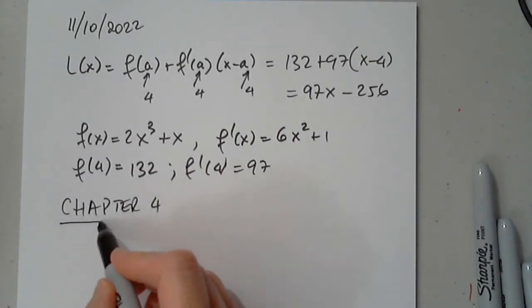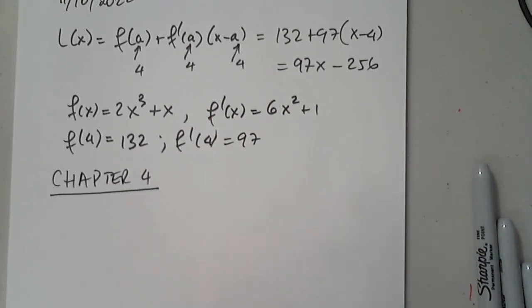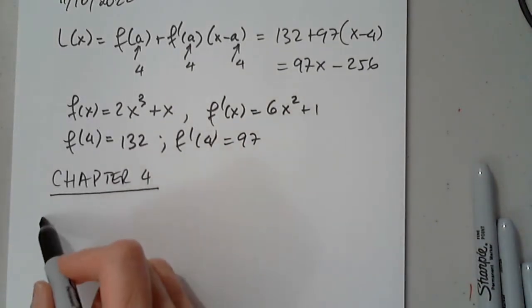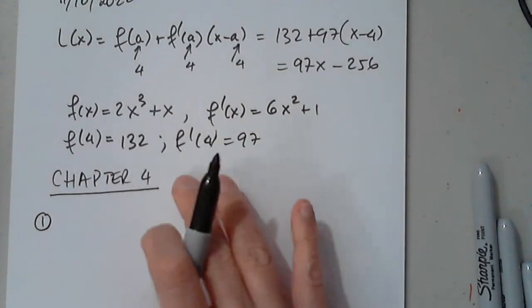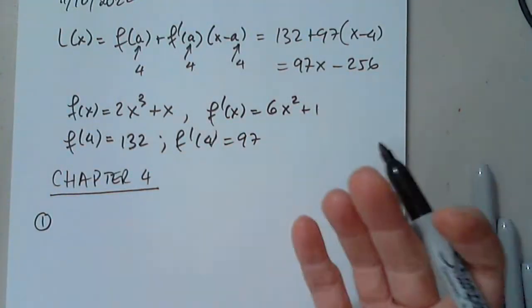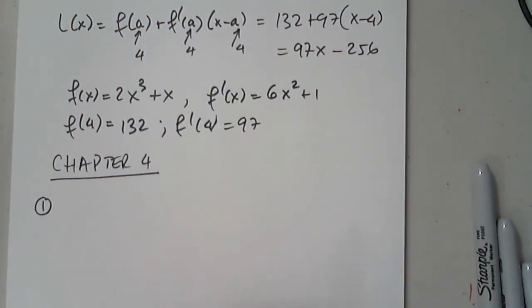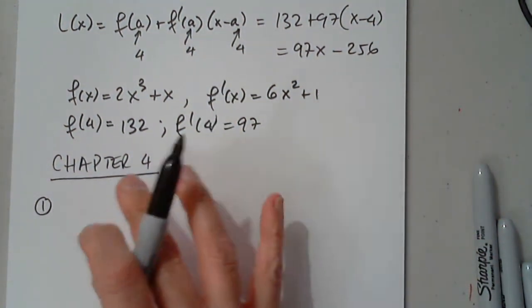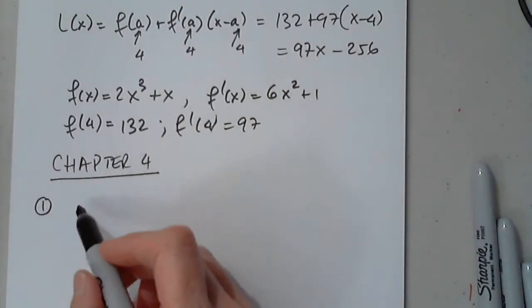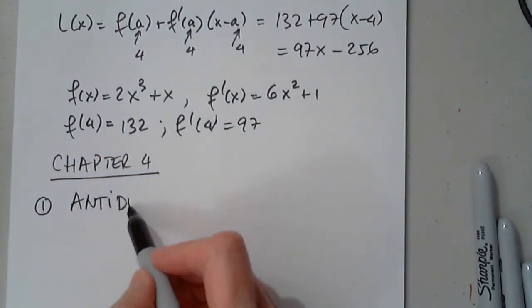Chapter 4. Chapter 4 is a big chapter, very important chapter. So I'm just going to start slowly, meaning I don't even want to mention the title just yet. Well, the title is integrals. But what does that mean? Well, we're going to get there. So first, number 1 on the list is something called antiderivative.